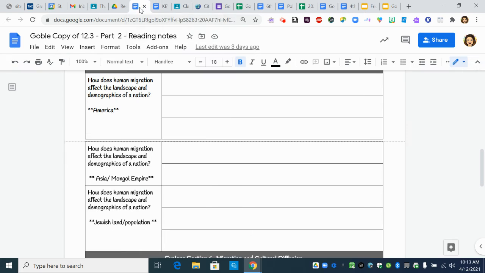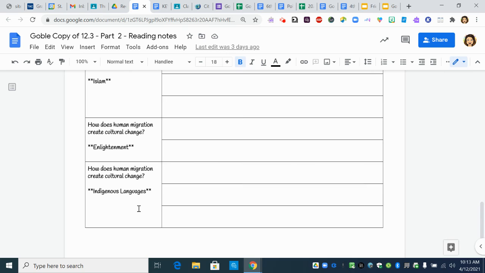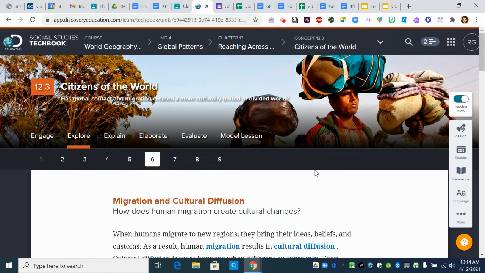Okay, Explore Section 6. Our last section is about migration and cultural diffusion. So we're going to define cultural diffusion. We're going to look at how human migration creates cultural change in regards to Islam. How does human migration create cultural change in the Age of Enlightenment? And how does human migration create cultural change in indigenous languages, the languages of native people? Those are the things we're going to be looking for in Explore Section 6.